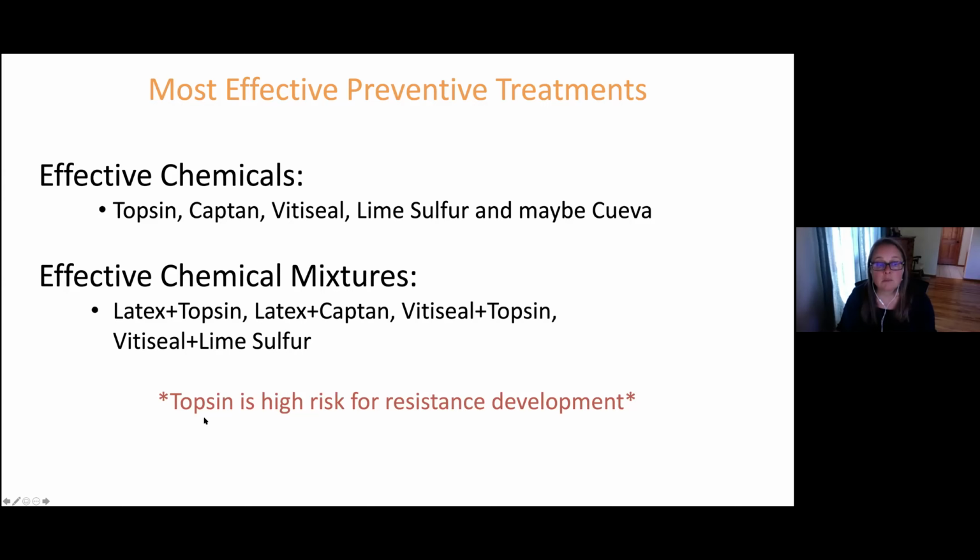One thing that's really important to highlight, especially for those of you who are going to be applying chemicals, is that Topsin is high risk. It's basically one SNP that changes in the pathogen, and then resistance can start to develop. So what we're asking people to do is rotate Topsin and Captan so that you're not using Topsin all the time, because we could get fungicide resistance developing in our populations on the Western Slope.